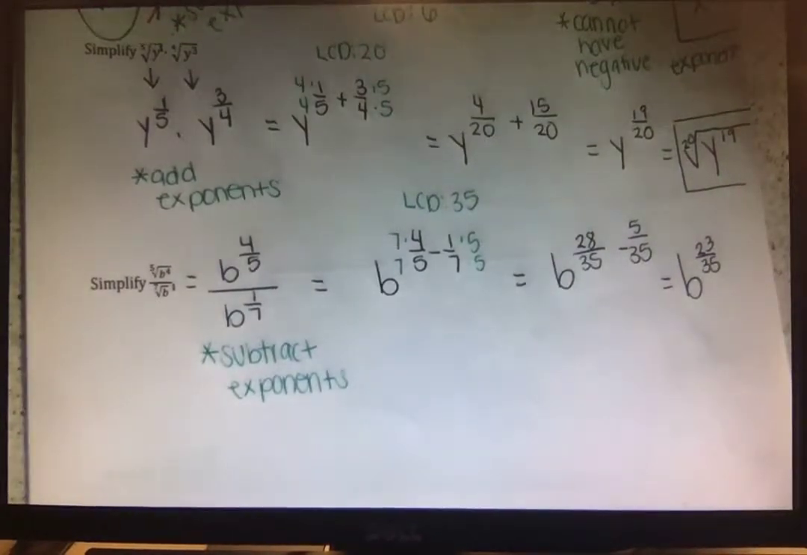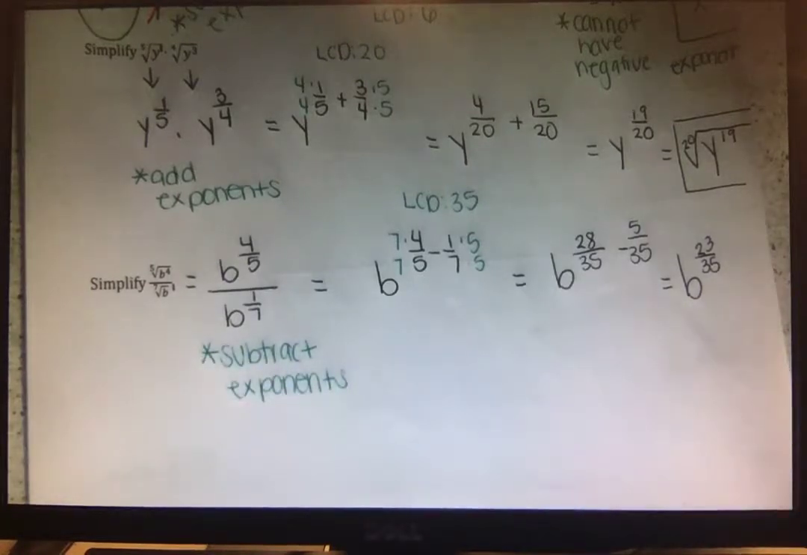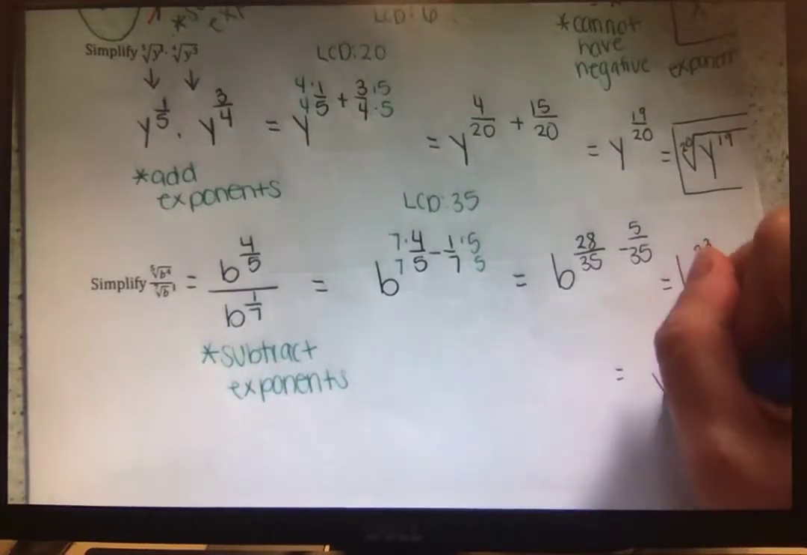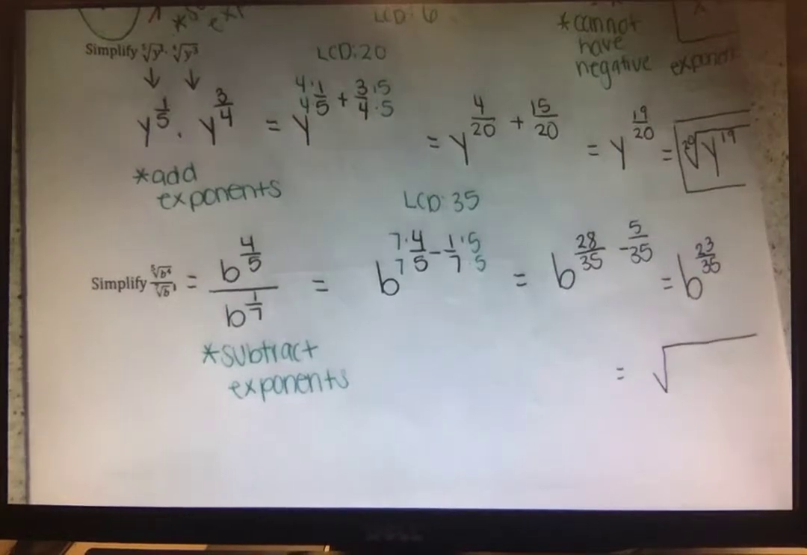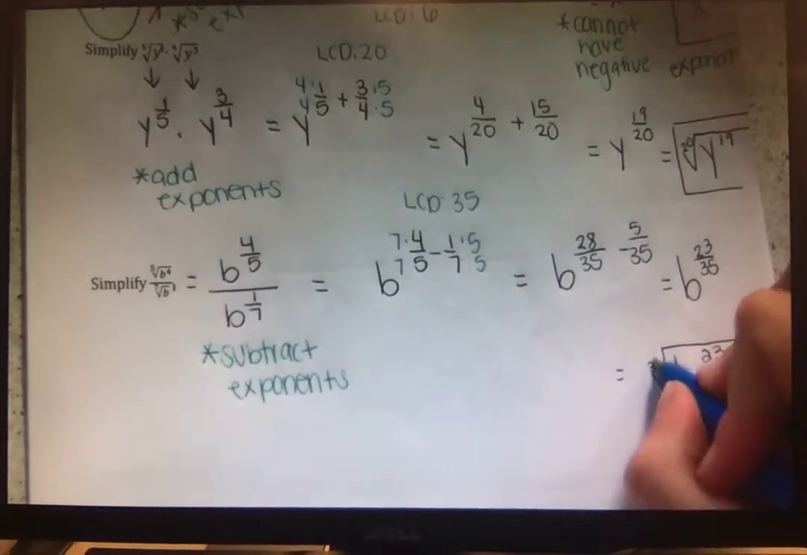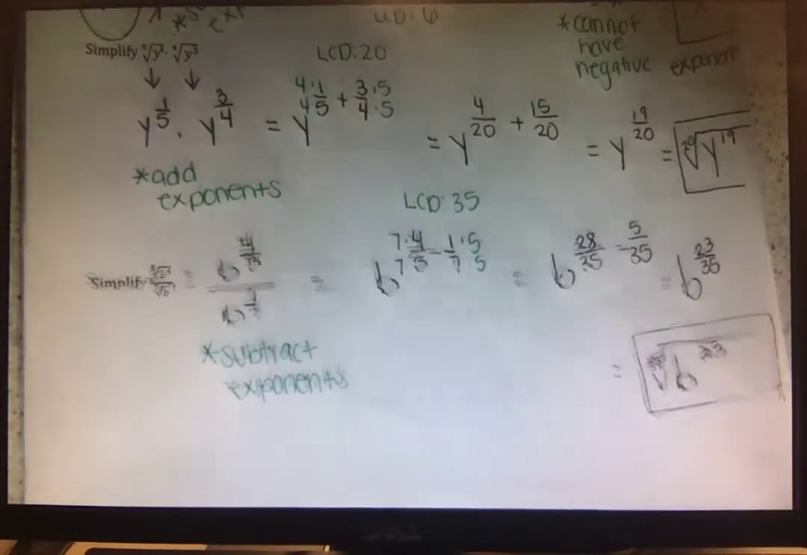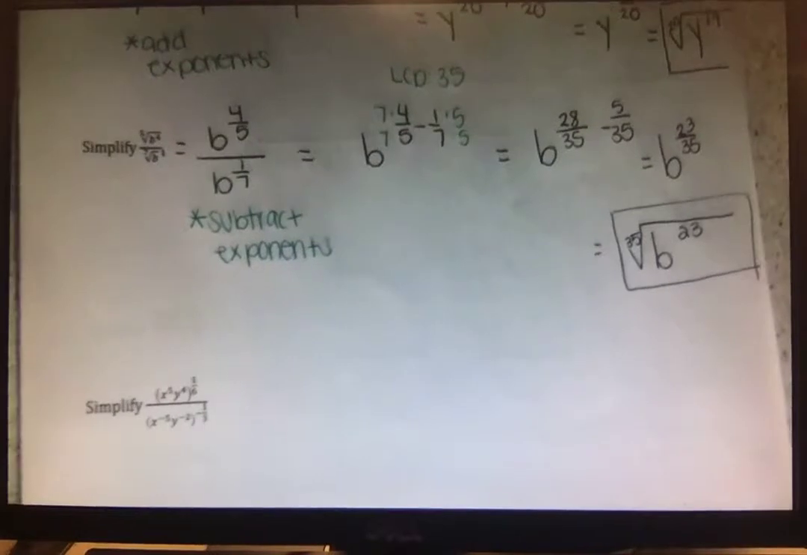be simplified, but because our question was in radical form, our answer also needs to be in radical form. So fraction exponents means the radical. My base is b, 23rd power, 35th root. Final answer. Last one for this section.